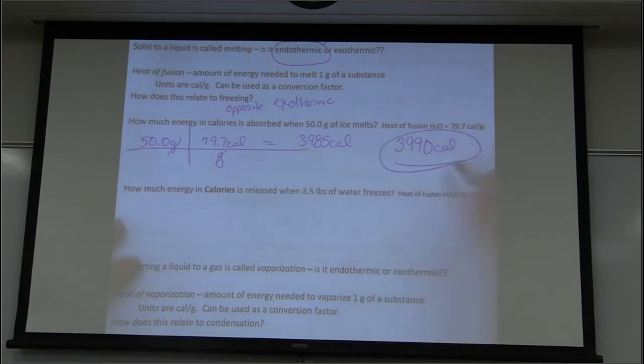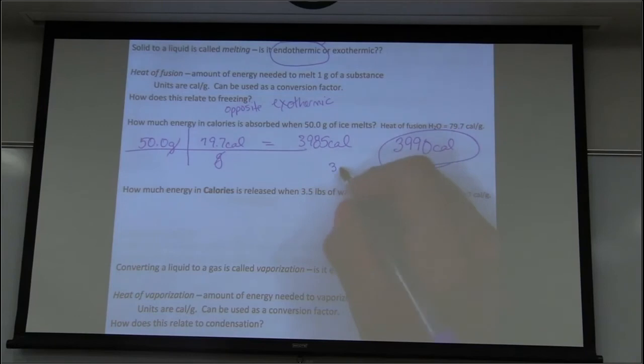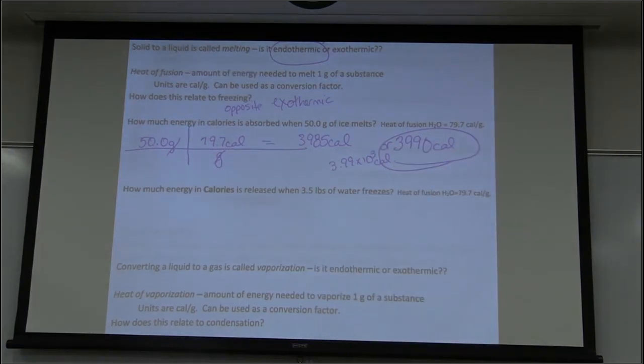It's not just 399. It's 3,990 calories. Or you could have 3.99 times 10 to the third calories. Either one is fine. All right, the next problem. Let's just do the math, then we're going to come back and talk about both of them.